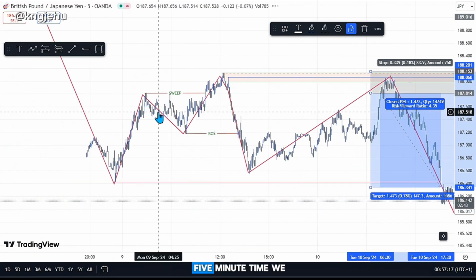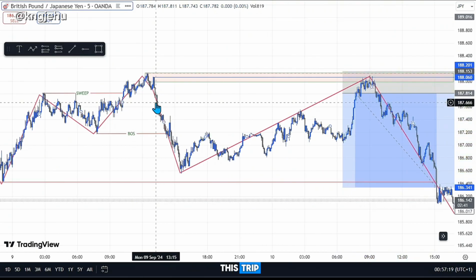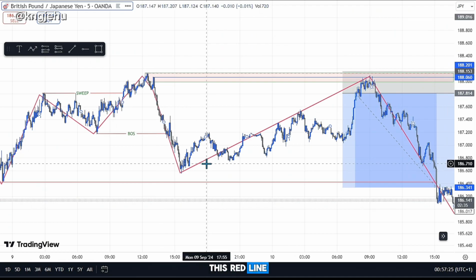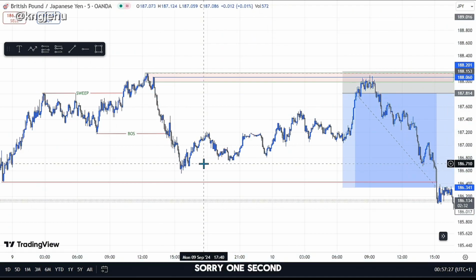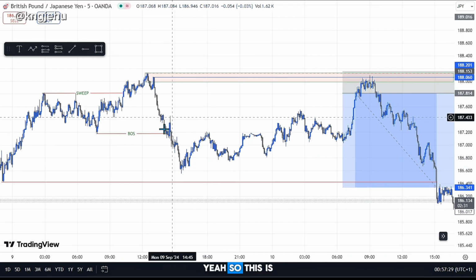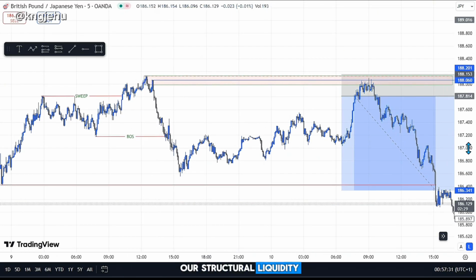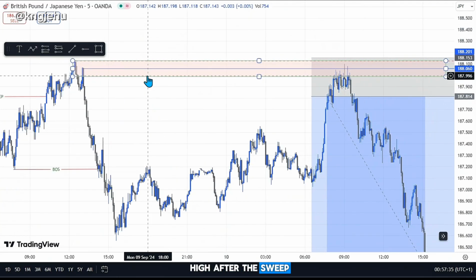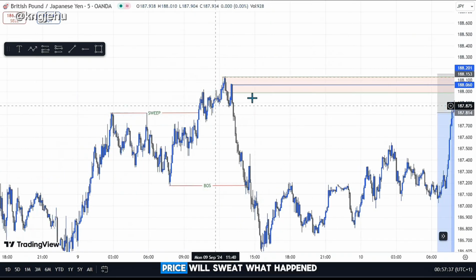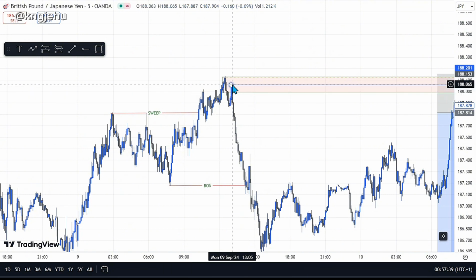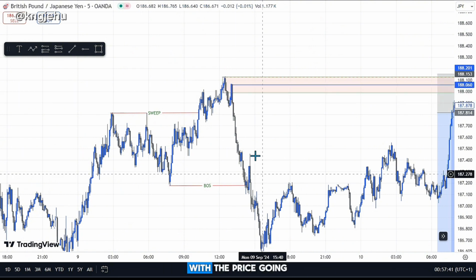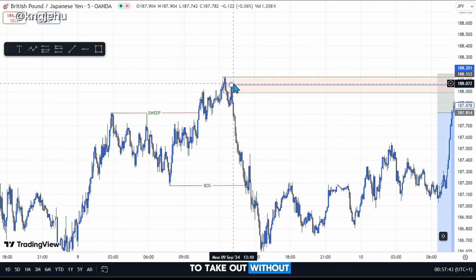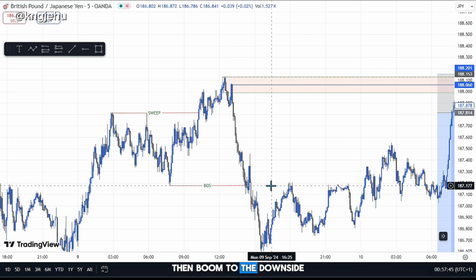So now from the 5 minute time frame, you can see that after the sweep, let me get rid of this red line. Sorry, 1 second. So this is our structural liquidity. It is the first high after the sweep, and as you can see, after price was swept, what happened? This is our structural liquidity that price is going to take out without touching this high, then boom to the downside.